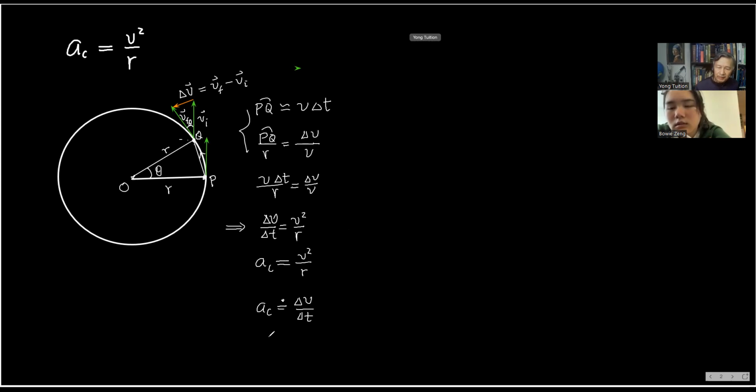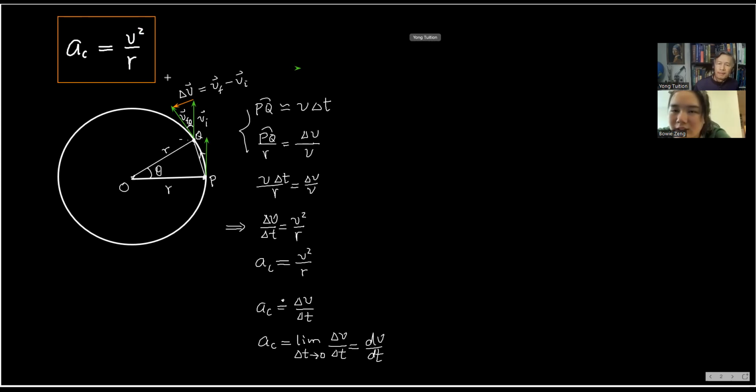But this is an approximation. To be exact, you have to use calculus. You let delta t tend to 0. Do you use this notation in calculus? We use this notation. That would be the first derivative, dv/dt. So this is a proof of this formula for uniform circular motion.